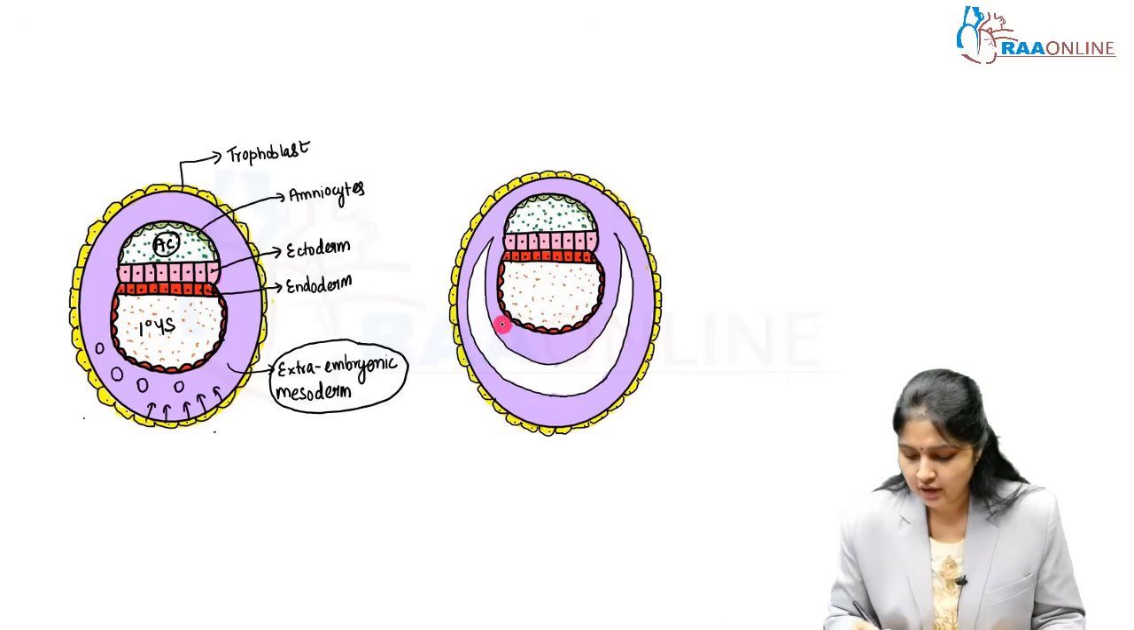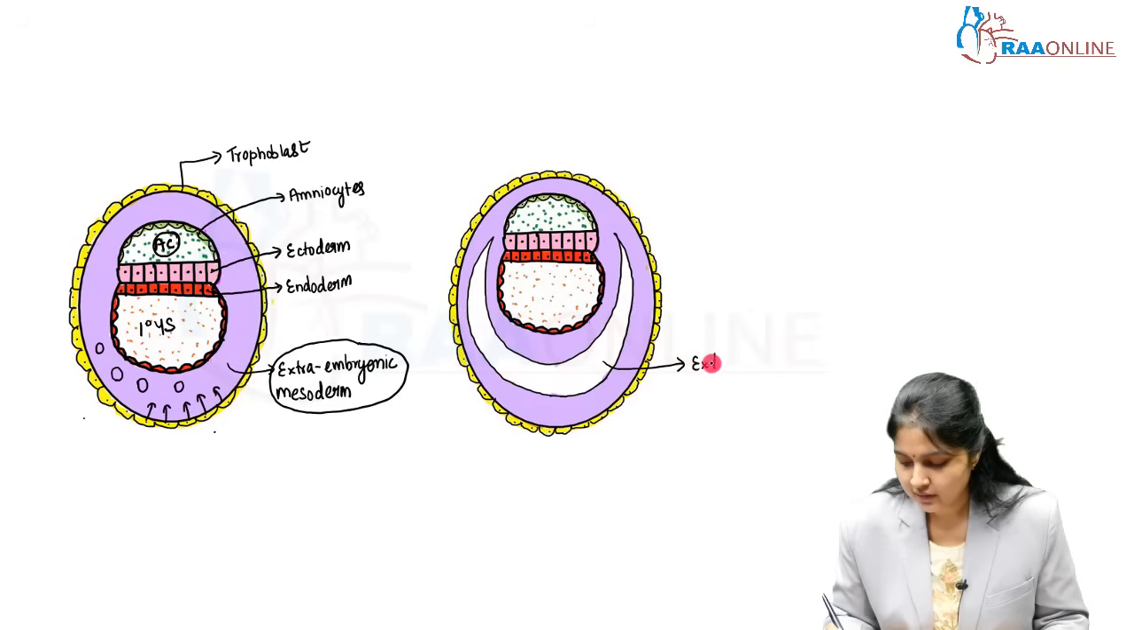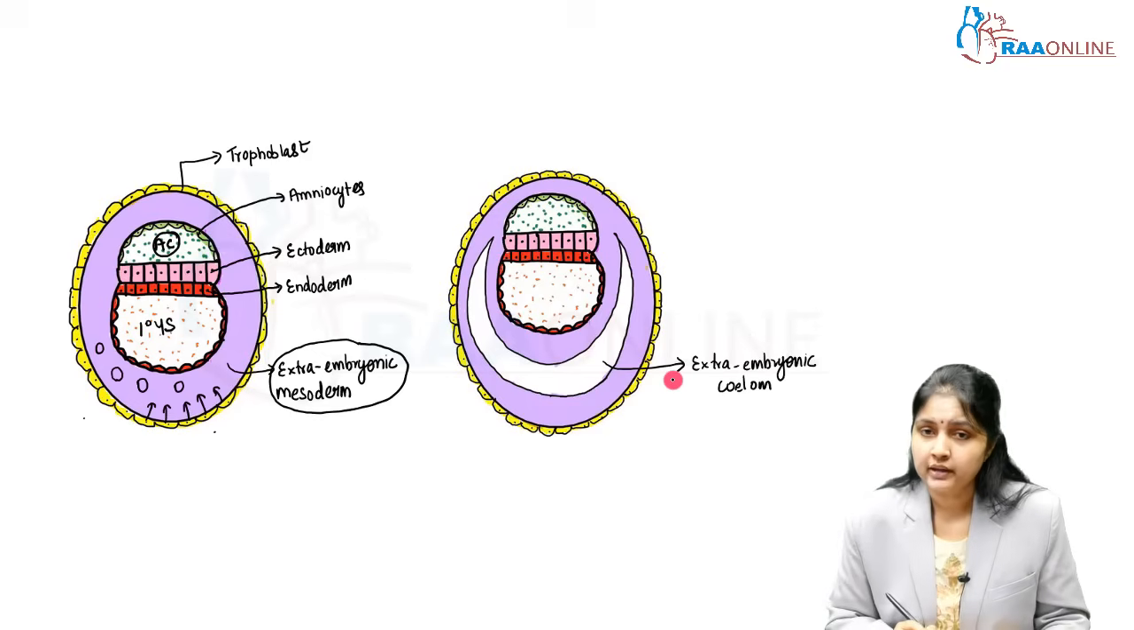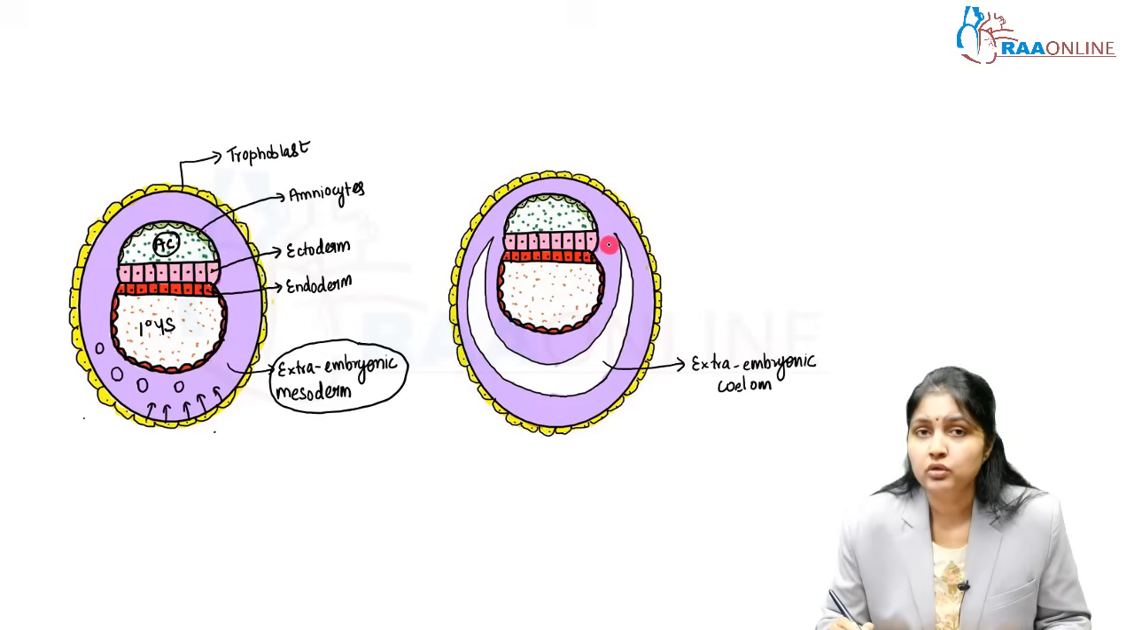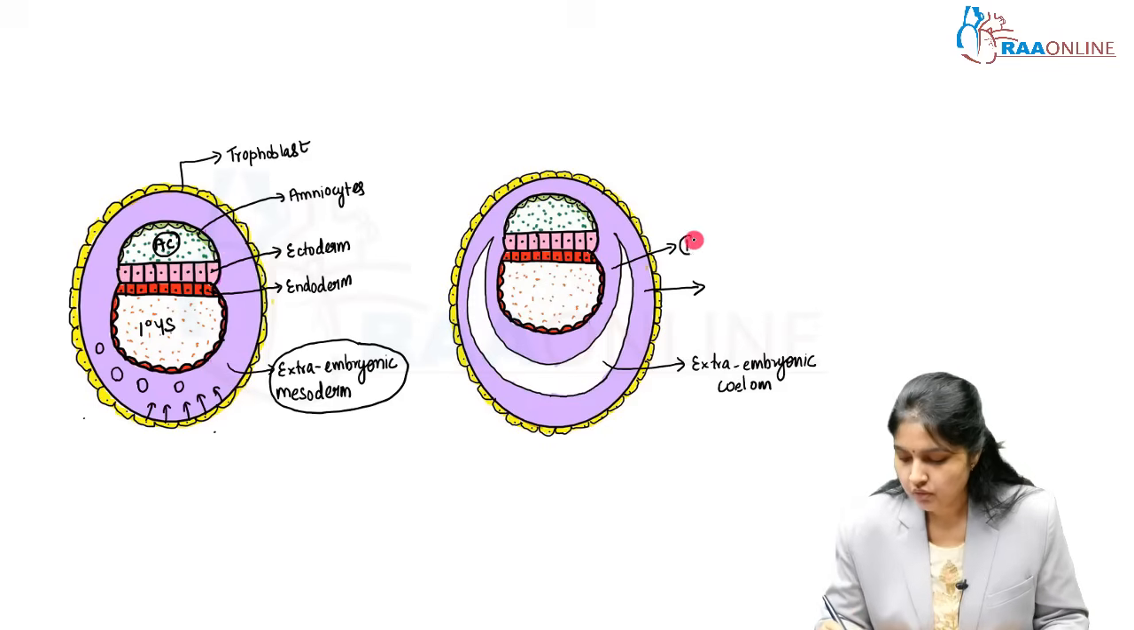After this, small empty spaces start developing inside this extra-embryonic mesoderm, and these spaces coalesce or join with each other to form a cavity inside the extra-embryonic mesoderm, which is called the extra-embryonic coelom. Alright, so now you can see that the entire extra-embryonic mesoderm has been split into two layers by this cavity.